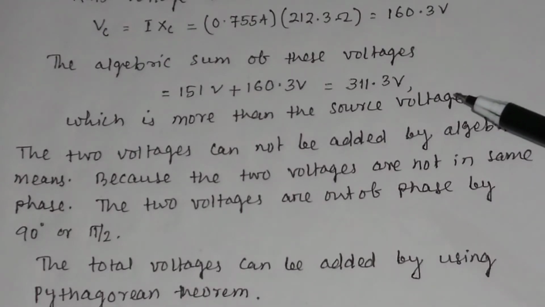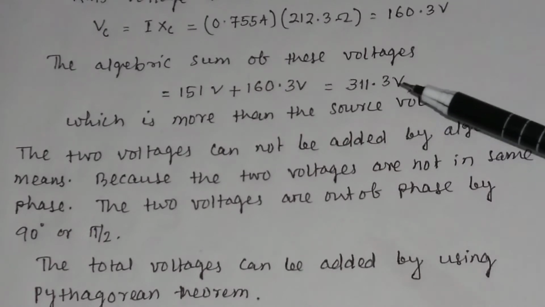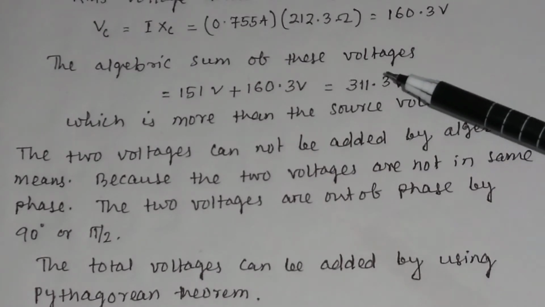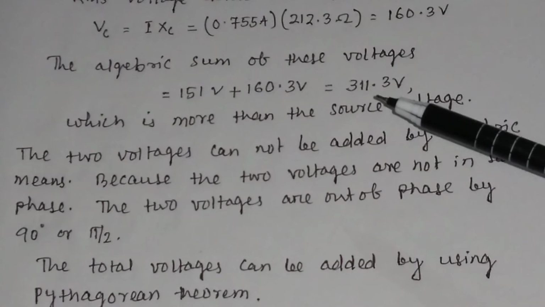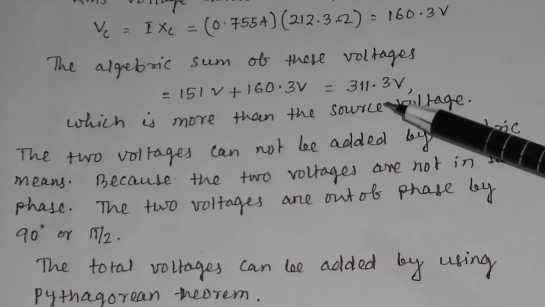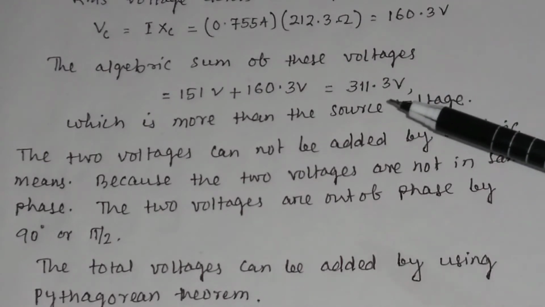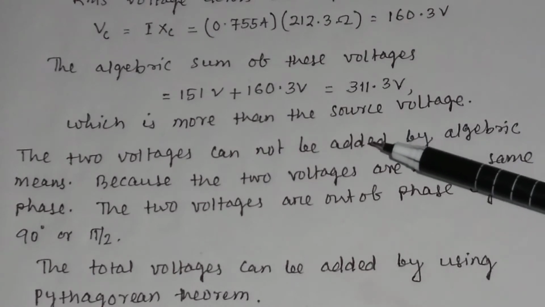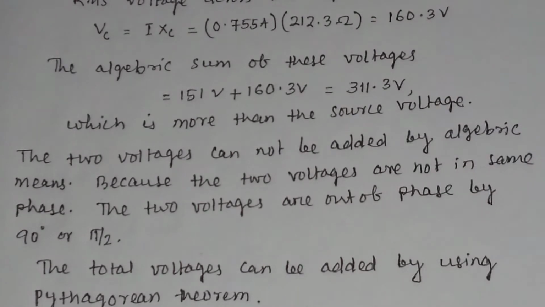But the source voltage is given as 220 volt. But here we have calculated the voltage to be 311.3 volt. So this potential is more than the source potential. So where is the paradox?